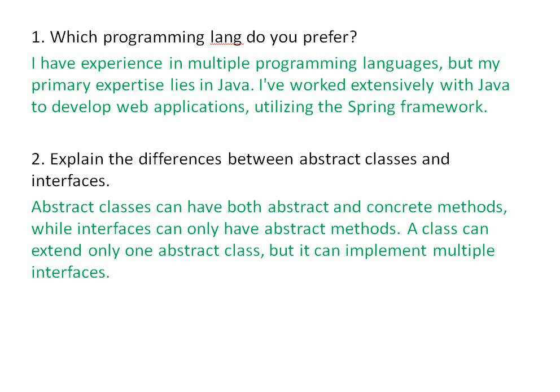And the second question is, explain the differences between abstract classes and interfaces. For this question, your answer can be, abstract classes can have both abstract and concrete methods, while interfaces can have only abstract methods. And also you can add a point like abstract classes can have instance variables, whereas interfaces cannot. A class can extend only one abstract class, but it can implement multiple interfaces.